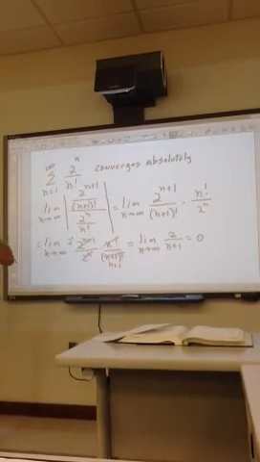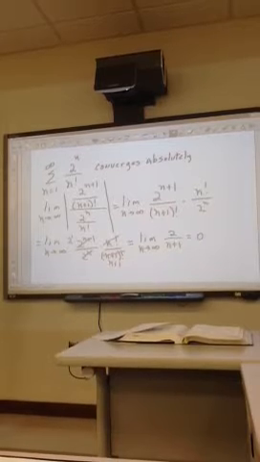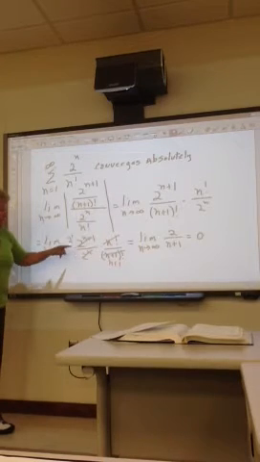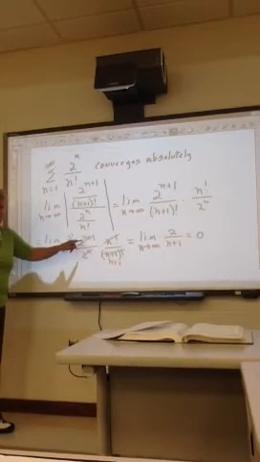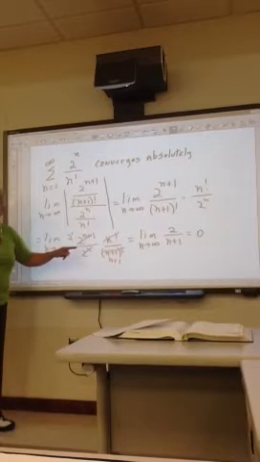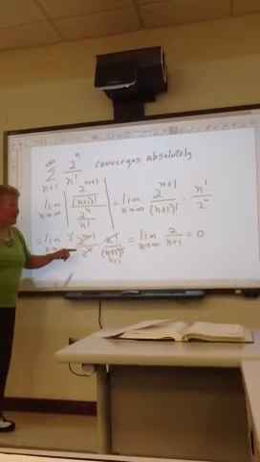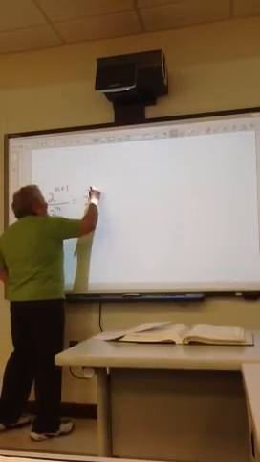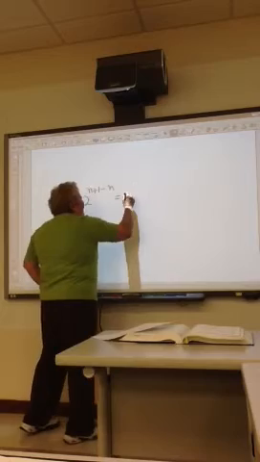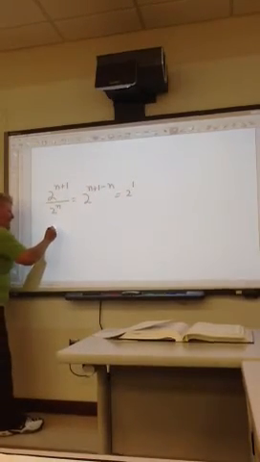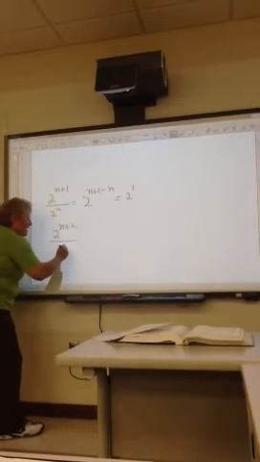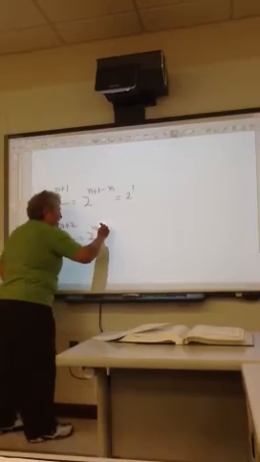Yeah, 2 to the n plus 1 divided by 2 to the n is 2 to the 1. If the bases are the same, you can keep the base and subtract the exponents. So if it was 2 to the n plus 2 divided by 2 to the n, it would be 2 squared. That should be 4, 2 squared.